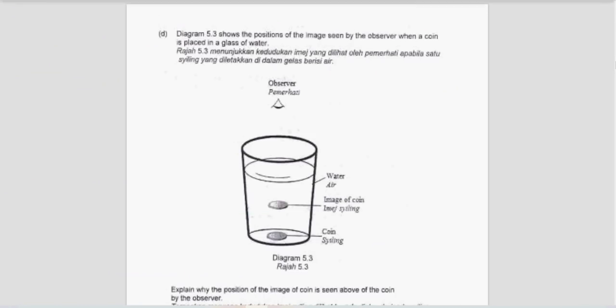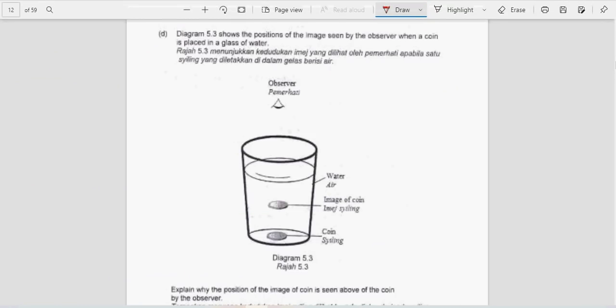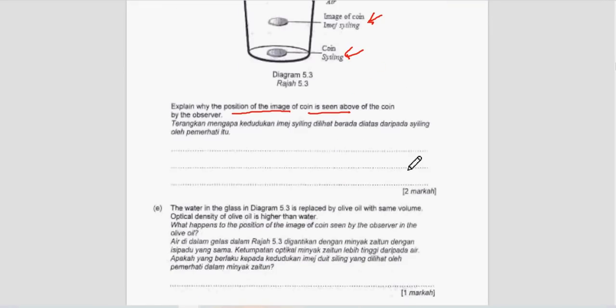Okay, next. Diagram 5.3 shows the position of image seen by the observer when a coin is placed in a glass of water. So this is the object, coin, and then this is the image, which is slightly above the object. Now, explain why the position of the image of the coin is seen above the coin by the observer. So this question did not ask you to draw the ray diagram. Instead, the question asks you to explain.